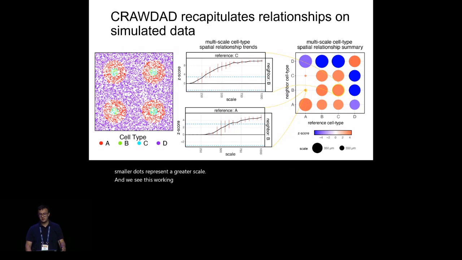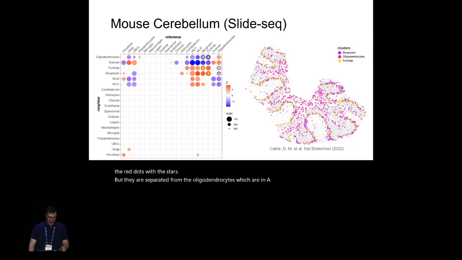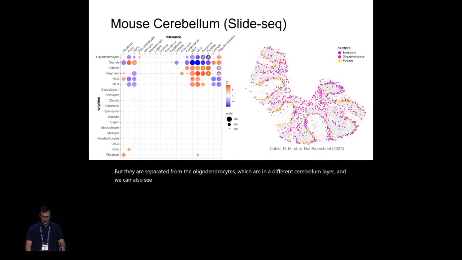So we move to the mouse cerebellum. The mouse cerebellum is a very structured organ, it has layers, and we're expecting to see these relationships being replicated in our analysis. And this is actually what we see. So we have Bergmann glia and Purkinje cells that are next to each other because they are within the same cerebellum layer. And we can see they colocalize in our method, as you see in the red dots with the stars. But they are separated from the oligodendrocytes, which are in a different cerebellum layer. And we can also see that when we apply crawdad to this data set.